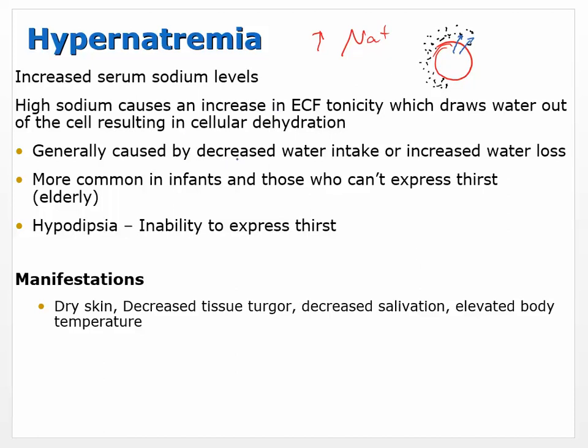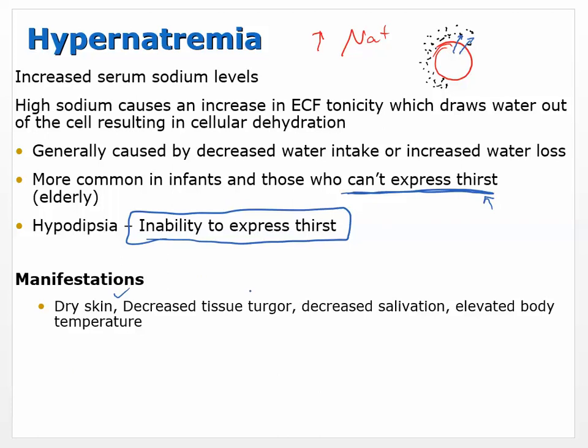So generally caused by decreased water intake, makes sense. If you don't have enough water, your concentration of sodium is going to be too high, or increased water loss. More common in infants and those who can't express thirst, because normally we will get thirsty and we will try to replace that fluid. We'll also have the antidiuretic hormone, or the vasopressin, that's going to cause us to retain more water. Okay. So also hypodipsia is, well, we already said who can't express thirst. But in certain people, the inability to express thirst, then that's somebody that's going to have to sort of monitor their water intake.